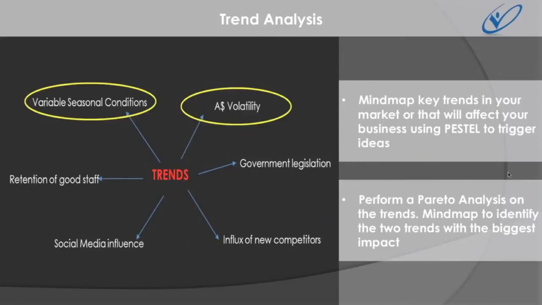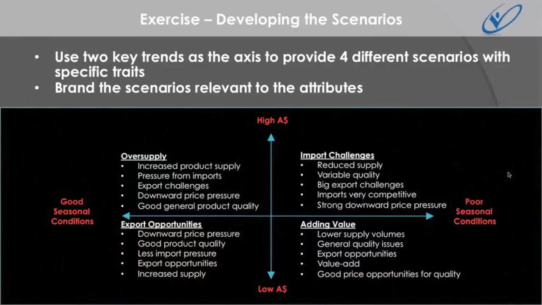And then what we're going to do is pick 2 factors, and you can write those on page 3. Then if you look at page 4, there's a little bit of an axis here. So we take our 2 factors. Mine were the Australian dollar and seasonal conditions, for a horticultural business. They're the red thing.